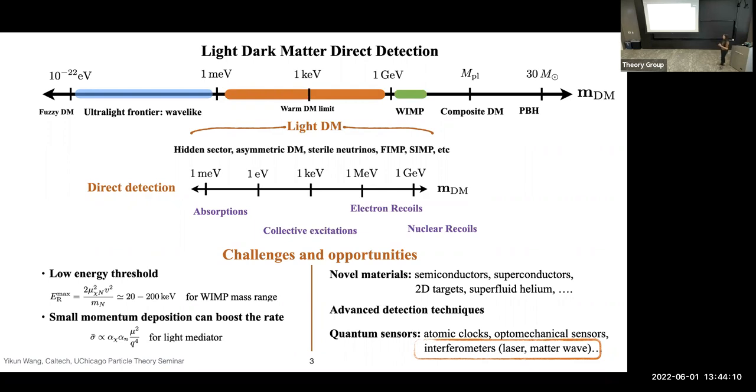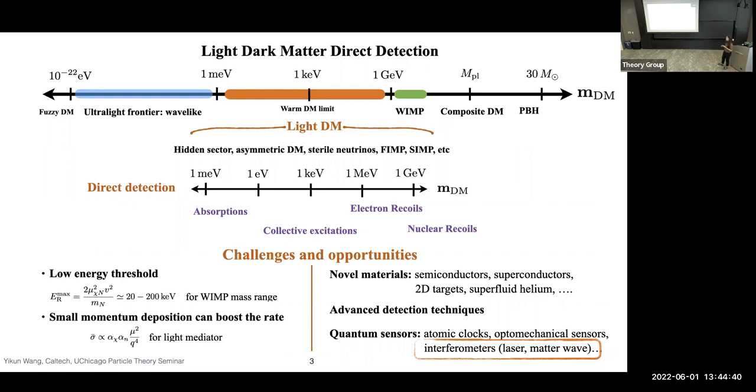So not only the interferometers I'm going to talk about today, there is also a lot of development in atomic clocks, which are another very sensitive way to see dark matter scattering. And also we have some optomechanical sensors and cavities. So there's a lot to explore here in dark matter direct detection beyond what I'm going to talk about today, interferometers. But let me hold there and come back to the second point here about the momentum deposition.